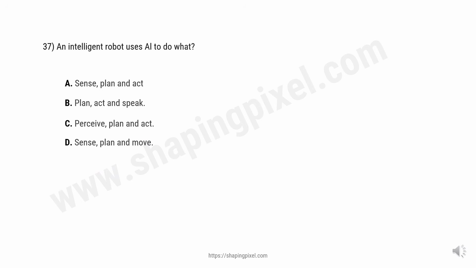Question number 37. An intelligent robot uses AI to do what? Option A. Sense, plan, and act. Option B. Plan, act, and speak. Option C. Perceive, plan, and act. Option D. Sense, plan, and use. And the correct answer is option C. Perceive, plan, and act.